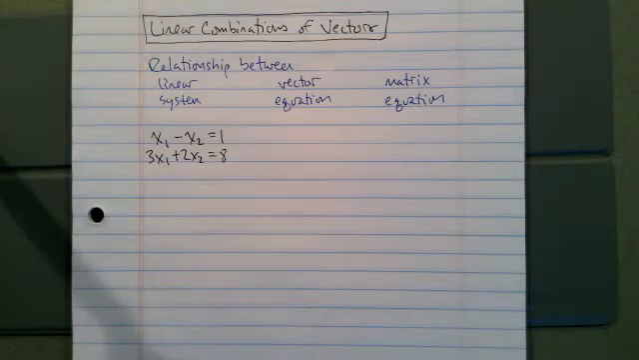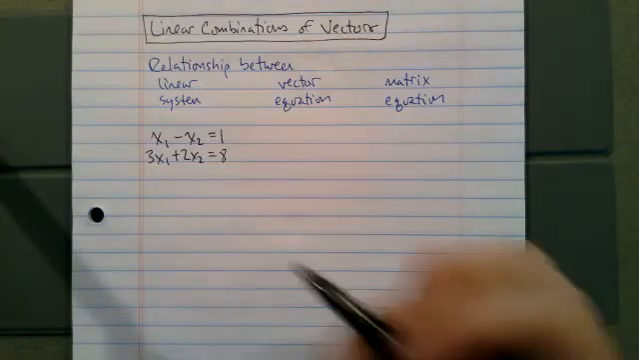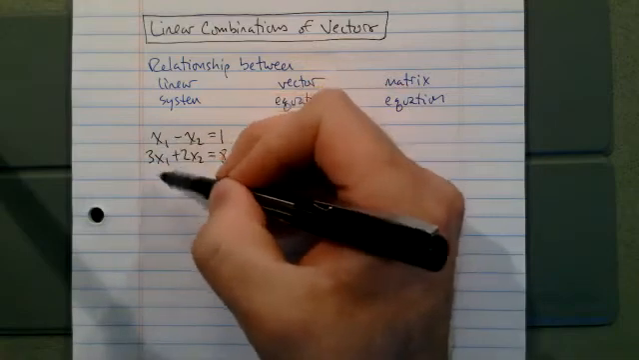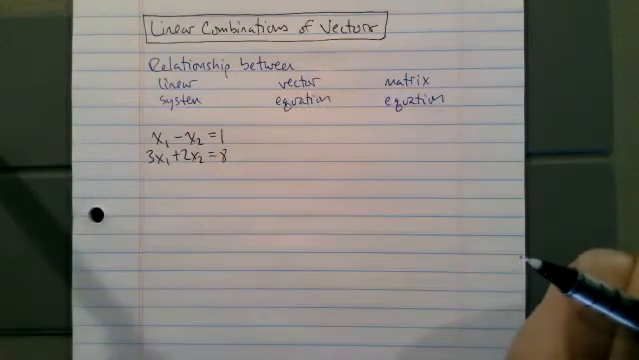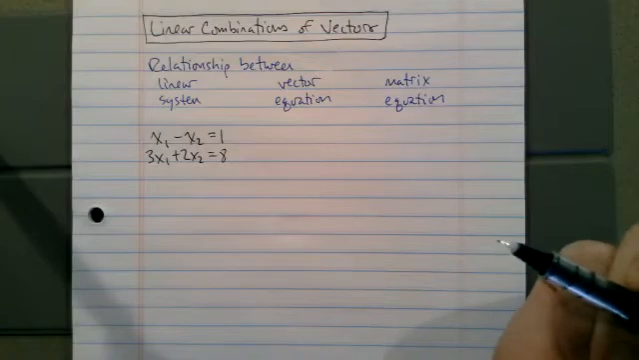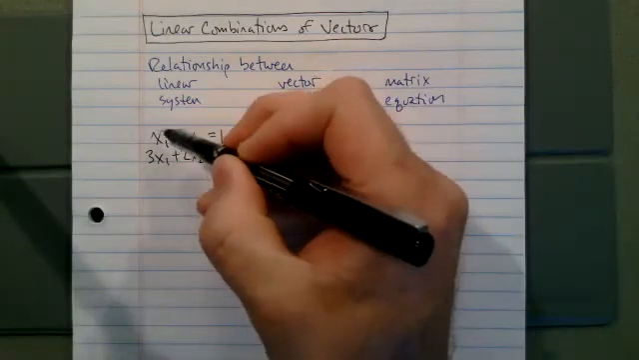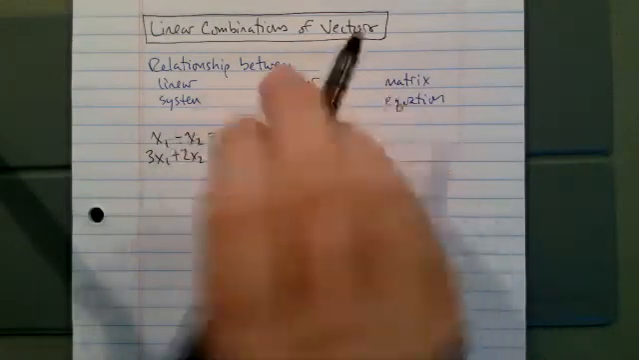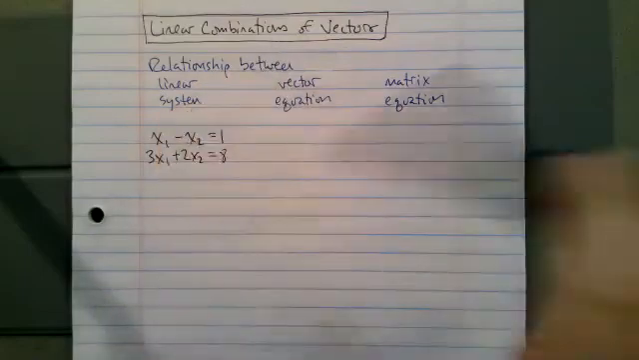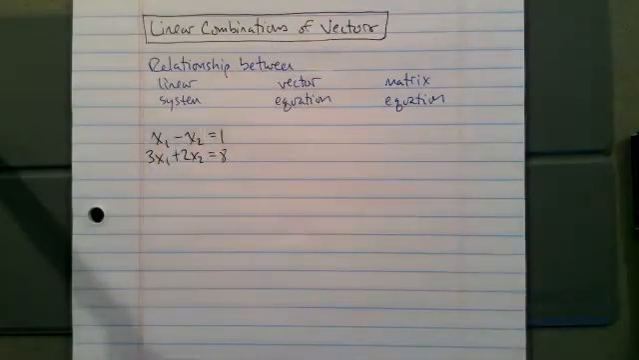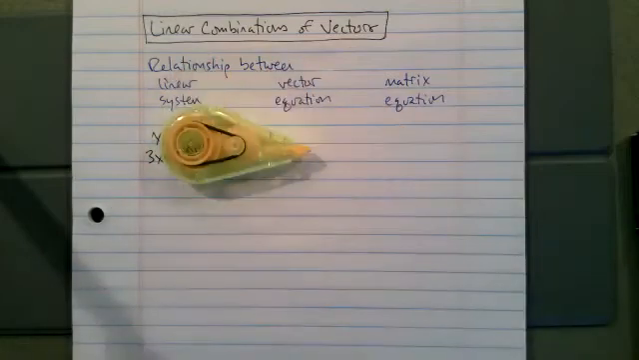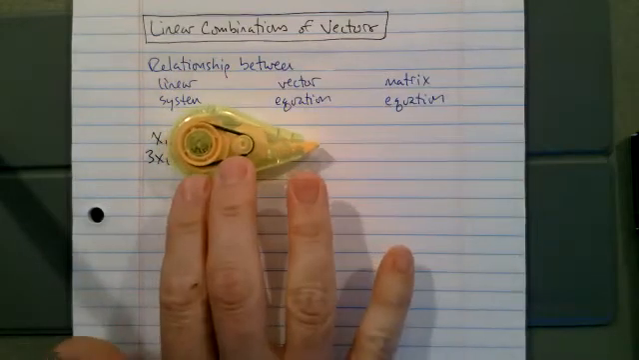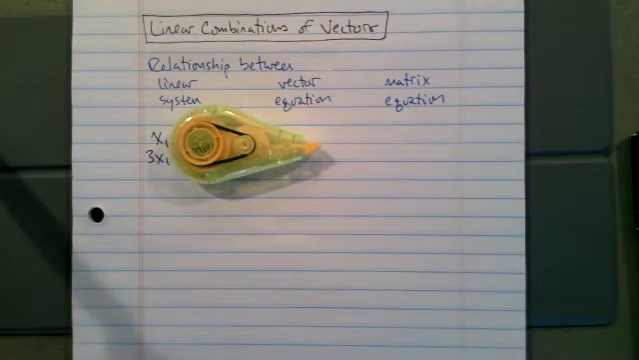What we want to be able to do is take this linear system and write it as a vector equation. The vectors are going to be the coefficients of each of the variables. So my vector equation, if I look at this first part of it, this first column, just this part here, there we go. It's an x1 and a 3x1.